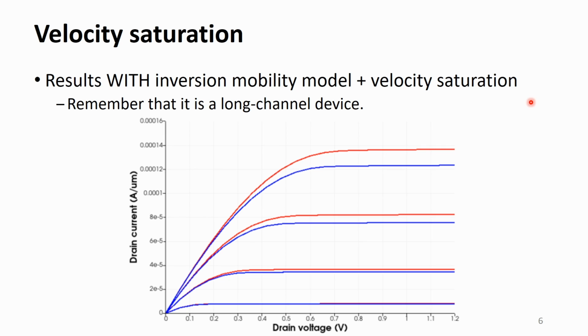Now, in addition to the inversion mobility model, the velocity saturation is further included. The blue curves represent those results. Since red and blue cases share the inversion mobility model, the difference between them is originated from the velocity saturation. As expected, in this long channel device, its impact is not that significant.